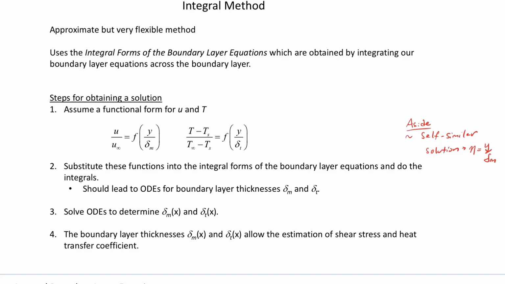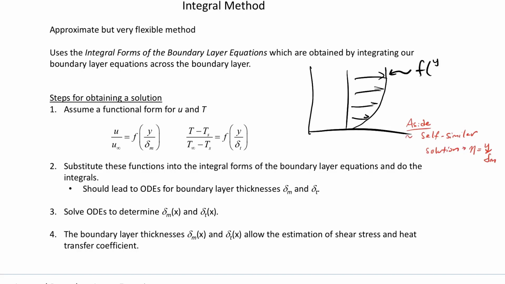So I have the velocity curve looking something like this in my boundary layer. I'm coming up with an equation for this line, right? This is some function of y over delta m, where this position here is delta m. So if I can come up with an assumed function for that, maybe it's a function of position x, maybe it's not, maybe it's sort of normalized.